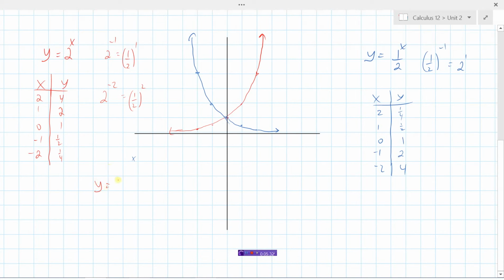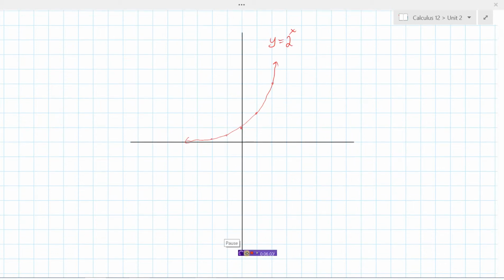So if we took this red function, which is y equals 2 to the x, that's this one here, and we replace the x with minus x, then that should be a reflection in the y-axis. Well, we know that a negative exponent means the reciprocal of the base, so that would give us this function with a positive exponent, which is the one we graphed over here. So those are some graphs of some exponential functions.